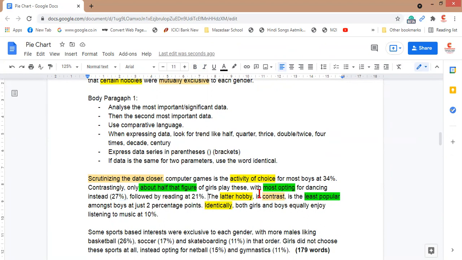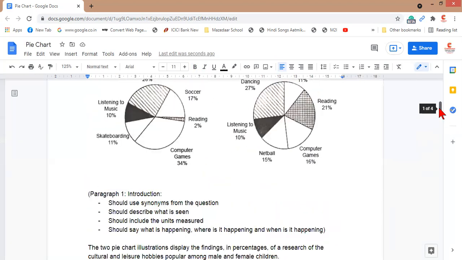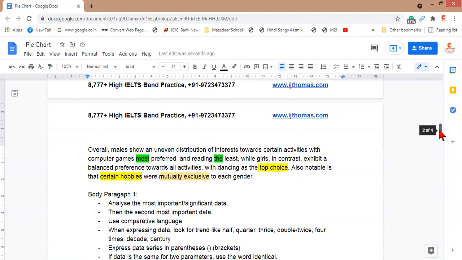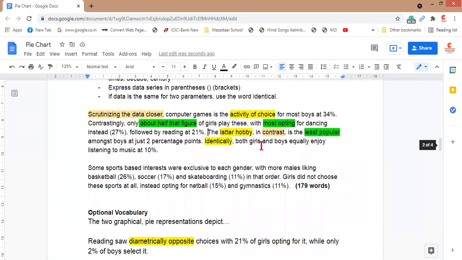So I put the latter hobby in contrast is the least popular amongst boys at just 2 percentage points. See, I use my language to show that it was so small. That's why I use the word just. For those who are looking for higher bands, you can use a sliver. Sliver means a small slice. This is exactly a sliver. A small slice is called a sliver, which was at just 2 percentage points.